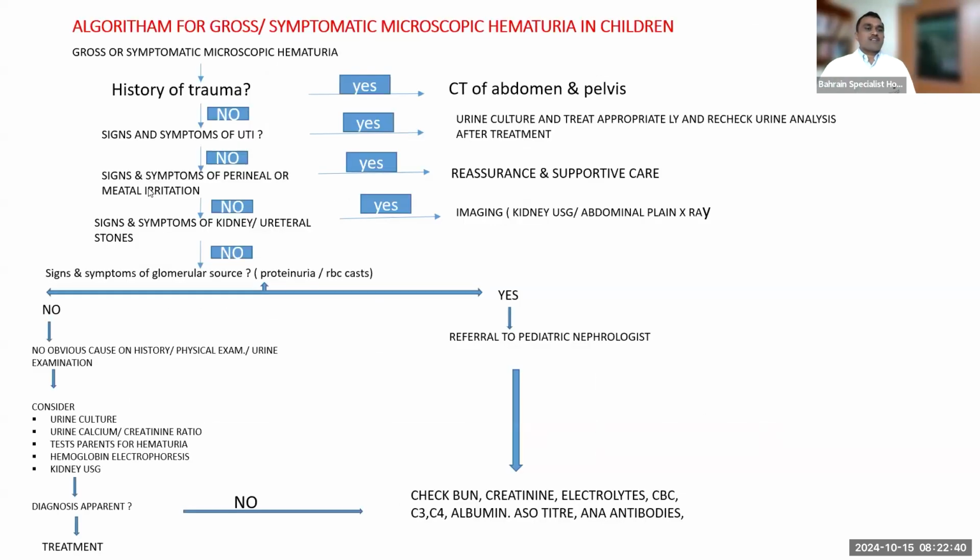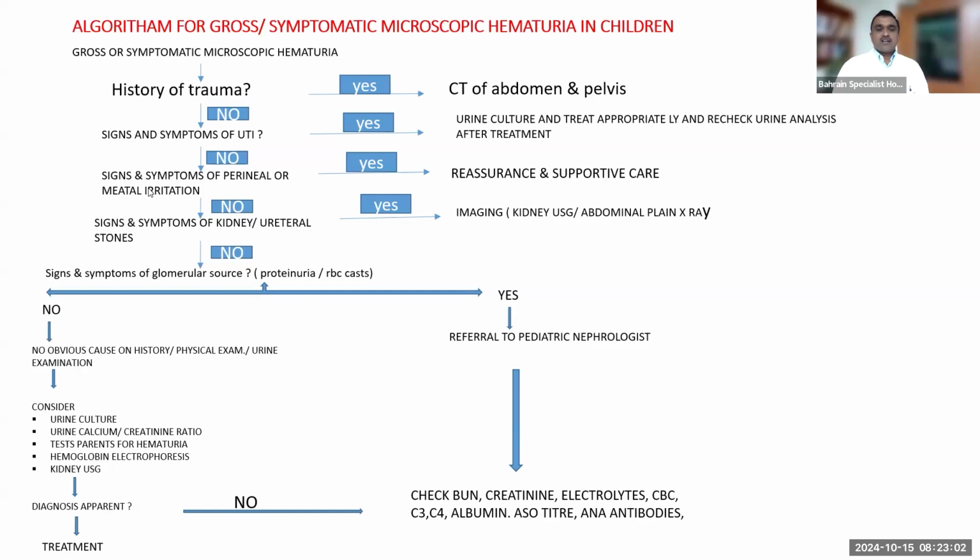So this is the algorithm for gross or symptomatic microscopic hematuria in children. If there is gross or symptomatic microscopic hematuria, first you have to check whether there is a history of trauma. If there is a history of trauma, go for CT abdomen and pelvis to rule out any injury to the renal system. If there is no history of trauma, look for any signs and symptoms of urinary tract infection.